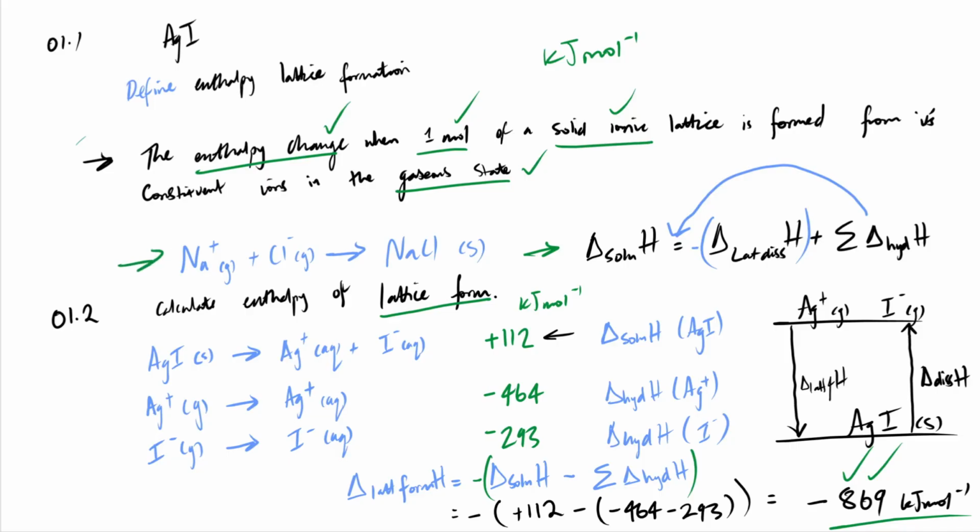If we look at our example of sodium chloride, we have 1 mole of this, 1 mole of this, and 1 mole of this, okay? So 2 moles is forming 1 mole, okay? So it's not 1 mole of ions formed 1 mole of solid ionic lattice. It's not the case. Just try and wrap your head around that change.